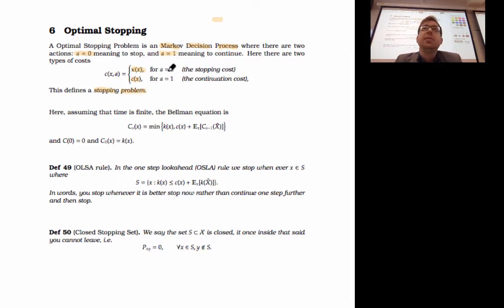Notice we're not really controlling the process that we're observing, so we're not necessarily influencing the environment, we're simply observing it and then saying now's a good time to stop. If it was something like a stock, it'd be oscillating in a random way, and you wouldn't actually be influencing its price, and then you might decide to sell some shares, for example.